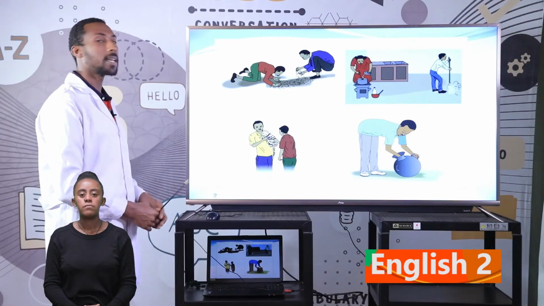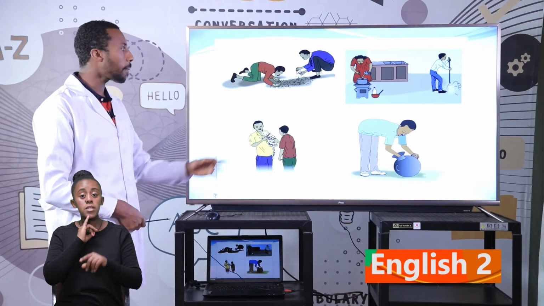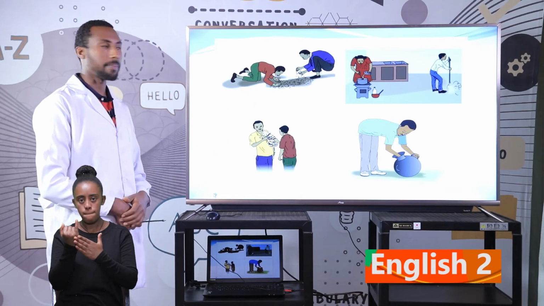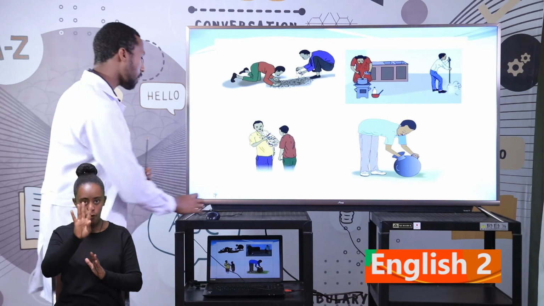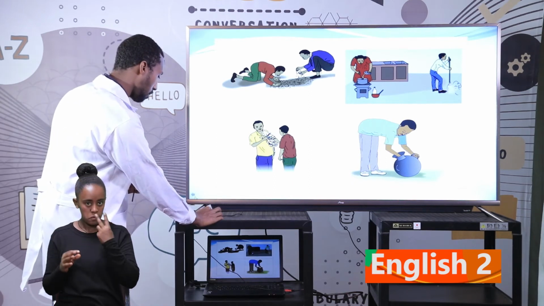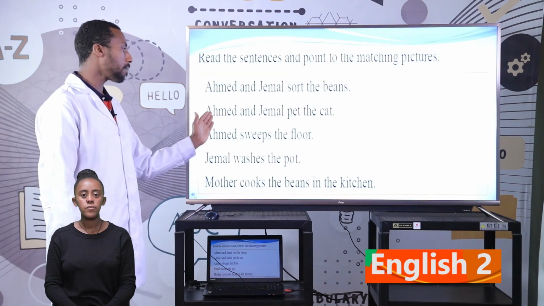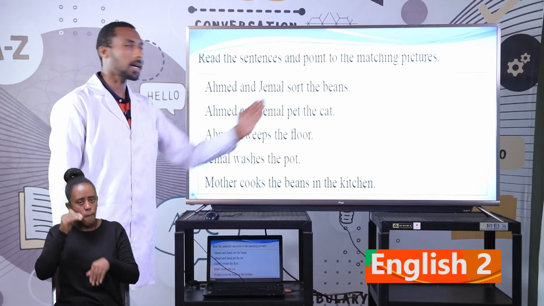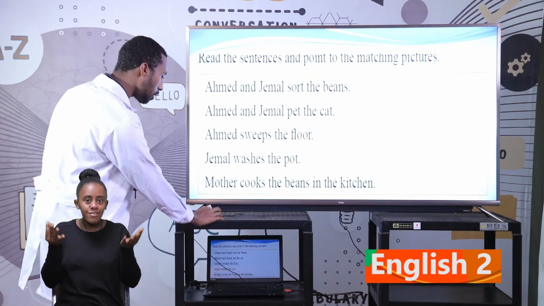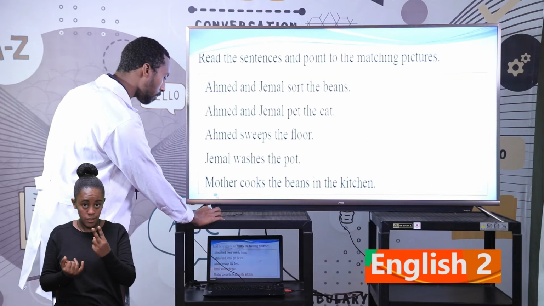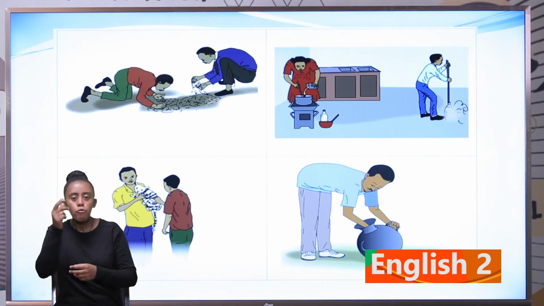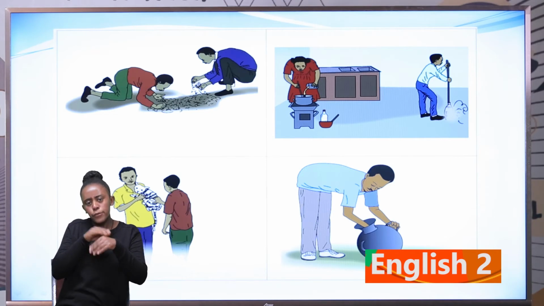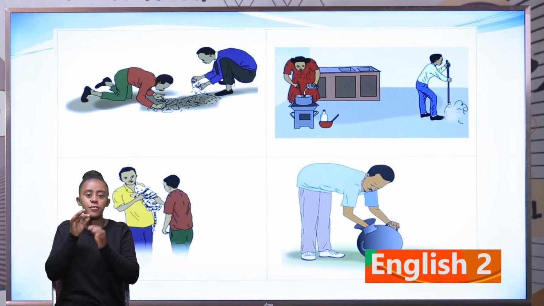Thank you, student. The answer is what? Picture number 4. Let us see the sentence. The sentence says, Ahmed and Jamal pet the cat. And look at the picture. In picture number 4, Ahmed and Jamal pet the cat.